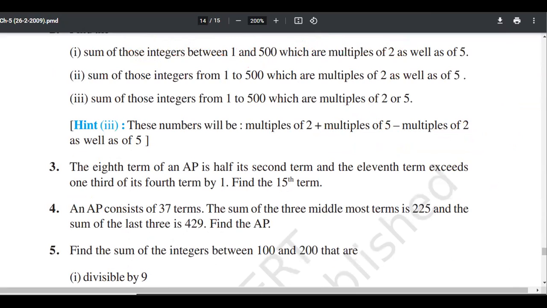Okay, so if we have this one, that the 8th term of an AP is half the second term, and the 11th term exceeds the one-third of the fourth term by 1, find its 15th term. So do this question for the one. Do this question.